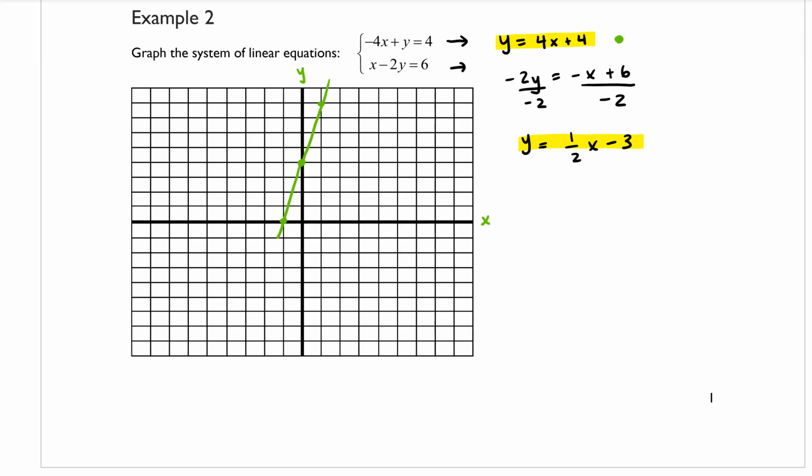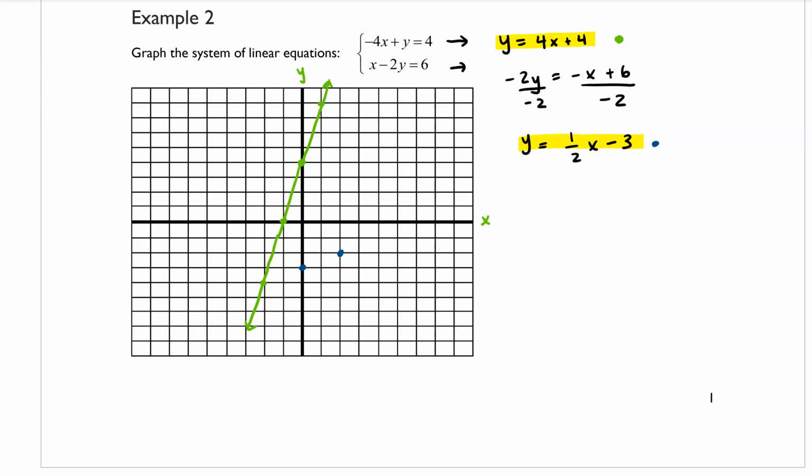And I will go ahead and connect those to form my line. And then maybe the second equation I'll graph in blue. So the y-intercept of our second equation is the point 0, negative 3, which is right here. And the slope is 1/2, so we're going to go up 1 over 2.